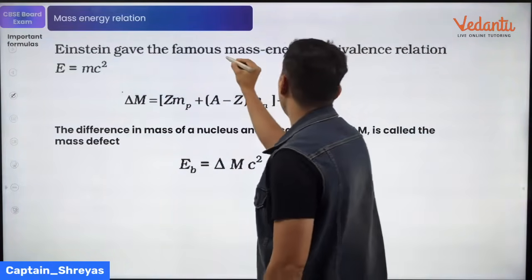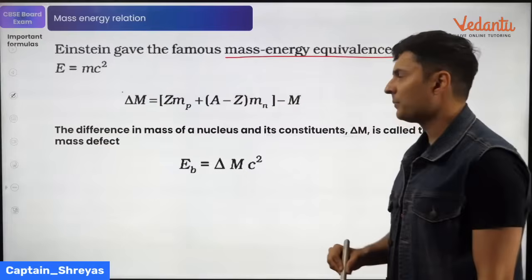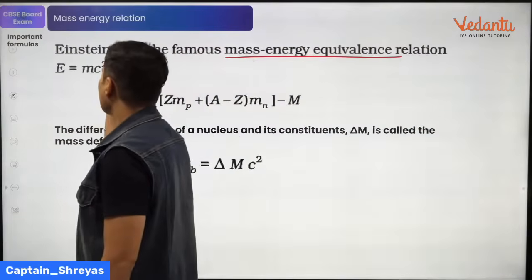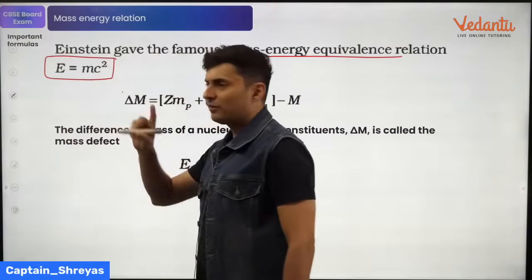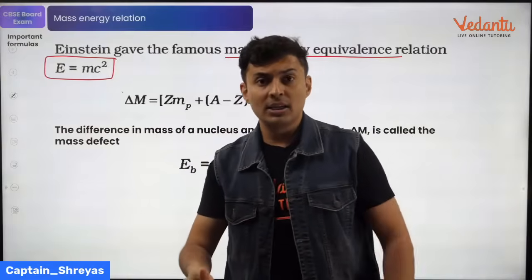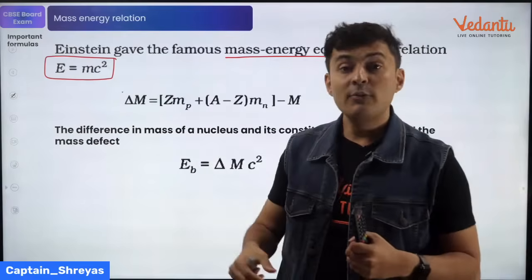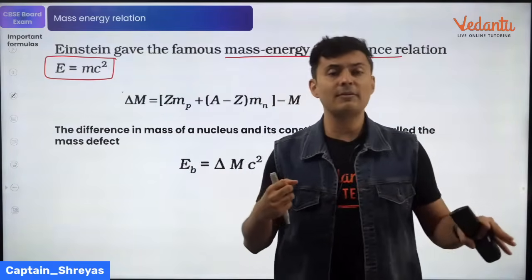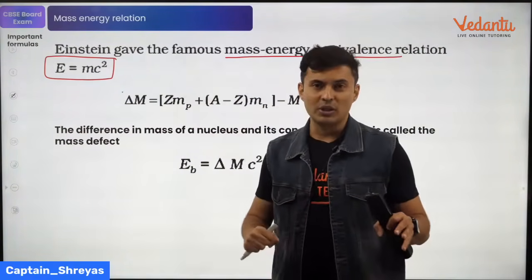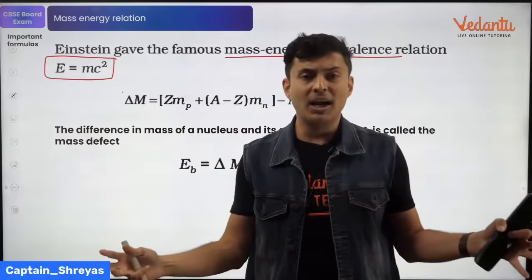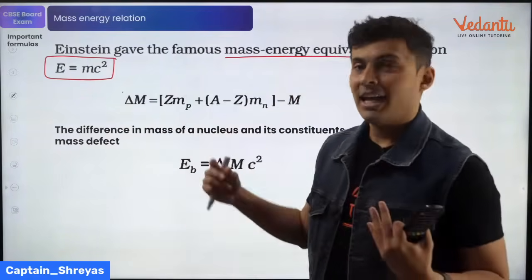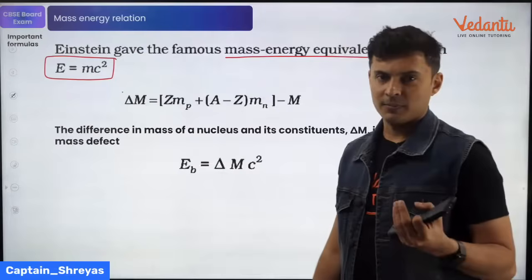Einstein said that mass and energy are equivalent to each other, and energy is m into c square. If you destroy mass m, then energy E is created, which is equal to mc square. If you create a mass, then energy will be destroyed by the same amount. So energy and mass are interconvertible, and the relationship between them is given.